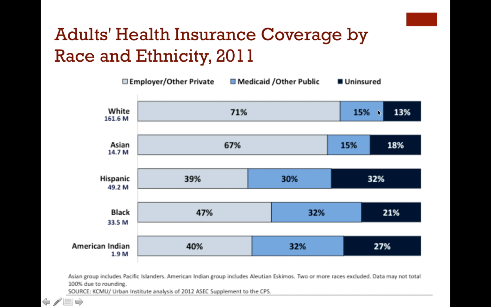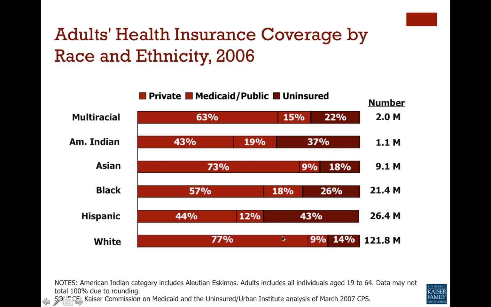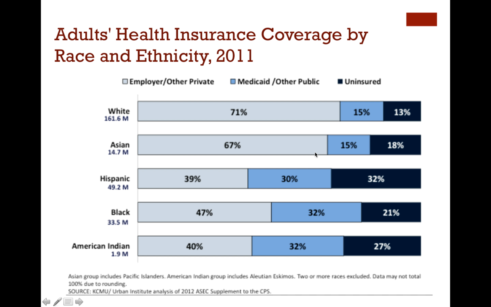The number of individuals getting their insurance in the public market through government sources has actually increased. So it went from 9% for both up to 15% for both. For Hispanics, the uninsured rate declined dramatically, more than 10%. And that's been accounted for again by the Medicaid expansion and the purchasing of private healthcare through the healthcare exchanges and the SHOP programs. And you can see the same thing for African Americans and American Indians. So there's been a decrease and there's been a shift.